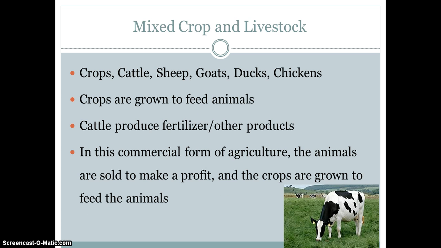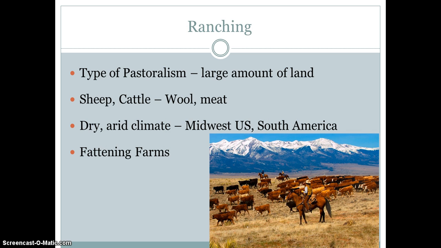Mixed crop and livestock. They have crops, cattle, sheep, goats, ducks, and chickens. The crops are primarily grown to feed the animals. They don't actually sell those. However, the cattle produce fertilizer and other products, and in this commercial form, the animals make the profit because of the materials they make, and they are sold also. And the crops are just grown to feed the animals. Primarily, the crops won't be sold.